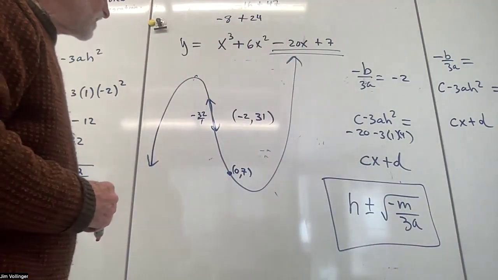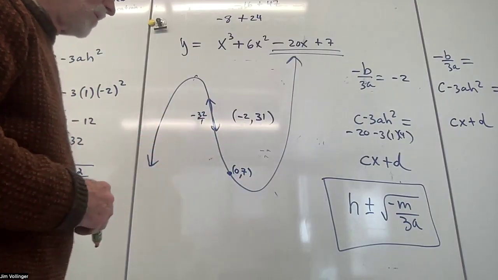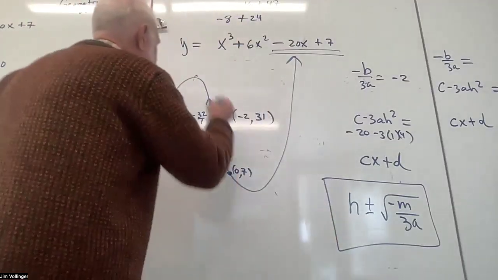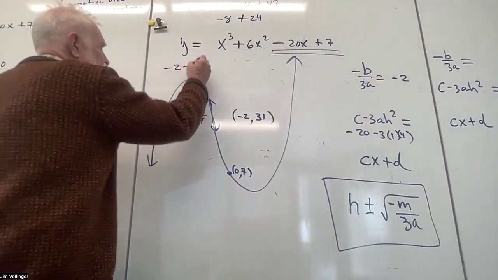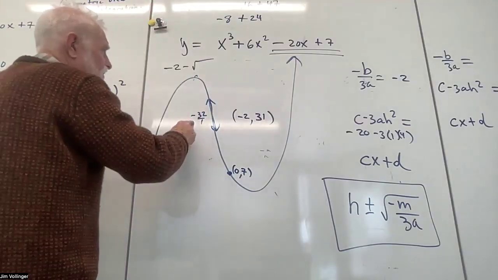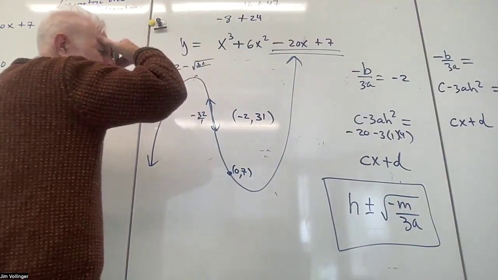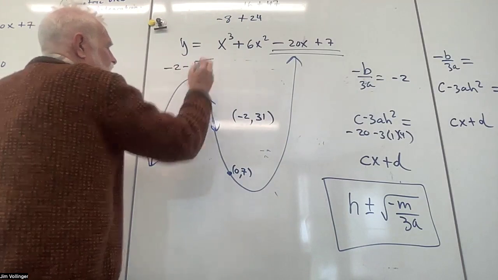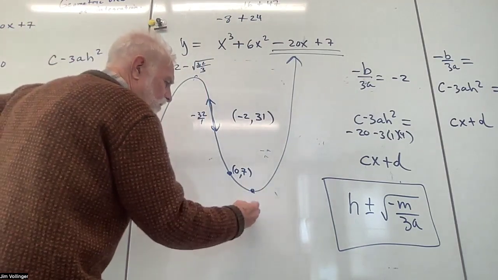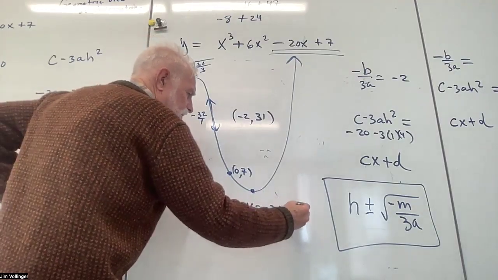And let's get the x values of the local maxes and mins right here. But again, if I make a mistake at this stage, I'm still going to post this, and somebody can write to me, or I'll find it another time. So -2 minus the square root of minus m, and m is minus 32, so positive 32, divided by 3a. 3 times 1 is 3, so -2 minus the square root of 32 over 3, and this x value would be -2 plus the square root of 32 over 3.